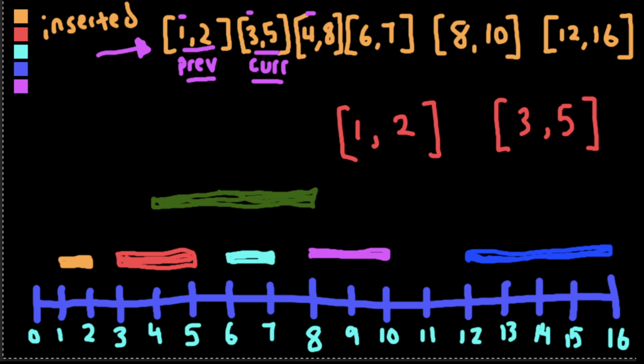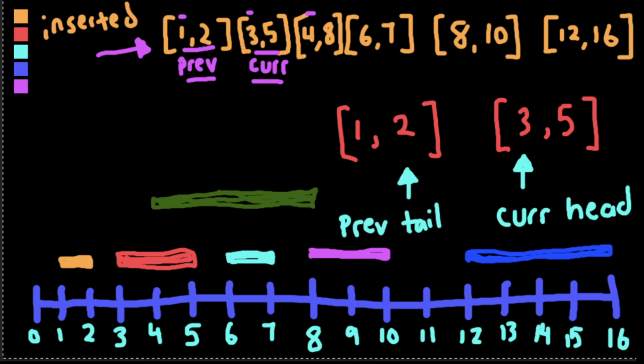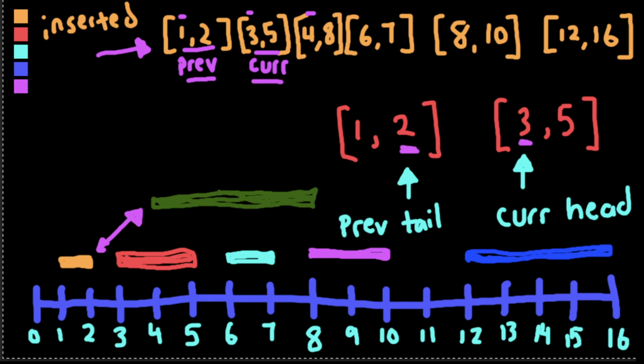So we're going to compare. What do we compare though? Well, we're comparing the previous tail, which is 2, with the current head, which is 3. And you see right here, there's no overlap between these two bars on the number line. So basically, we do nothing. We push forward previous and current, and we move on.